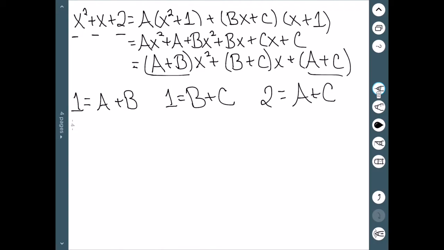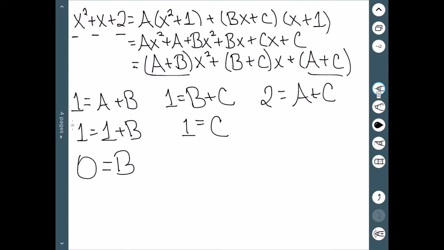Luckily, we already know that a is equal to 1. Sticking that into my first equation shows me that b is equal to 0. I can then use that in my second equation and get that 1 is equal to 0 plus c, so 1 is equal to c. In this case, we only needed 2 equations, but that's fine. The third one could just be a backup. We can see that a is 1 and c is 1, so 1 plus 1 is 2. That is a nice way to check your work.